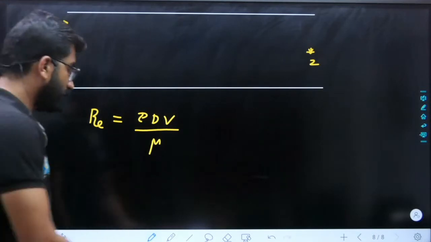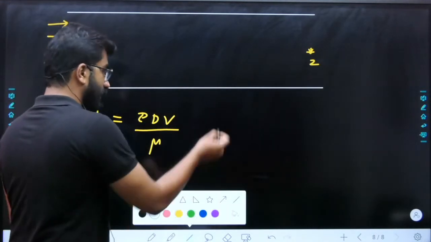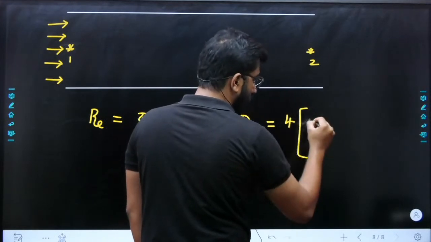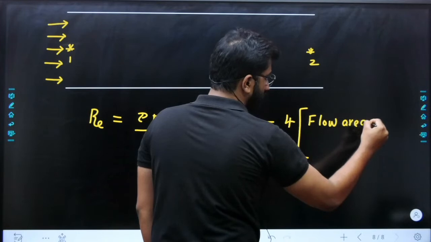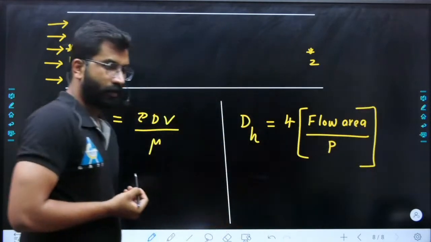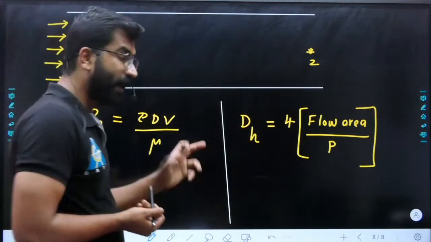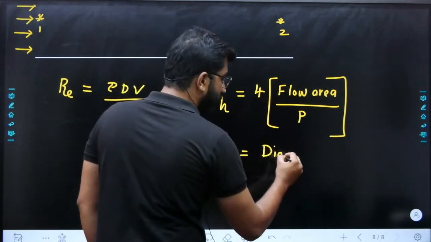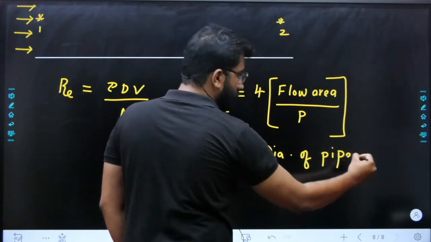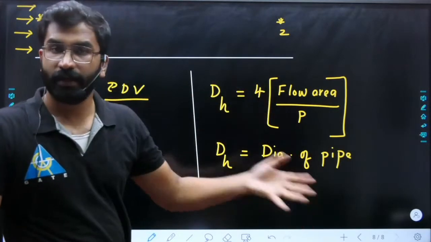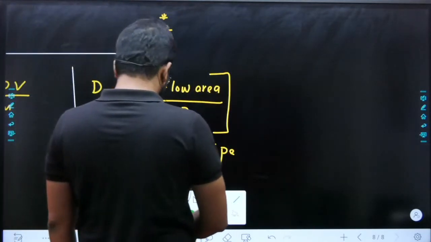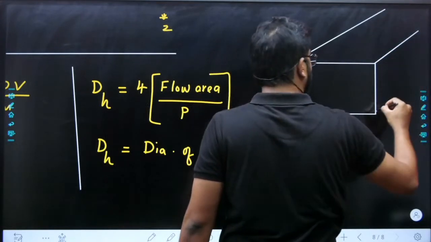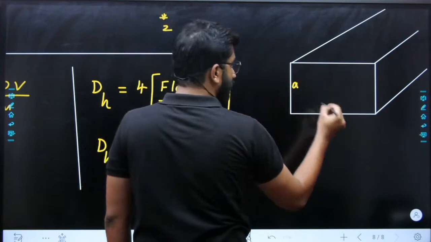Whenever we calculate Reynolds number for a non-circular flow section, we have to find the equivalent diameter or hydraulic diameter, which is 4 into flow area divided by wetted perimeter. In case of a pipe, this d_H will be equal to the diameter of the pipe. In case of a square duct, it will be the same. If it is a rectangular duct like this, this is a non-circular flow section, and this is A, this is B.